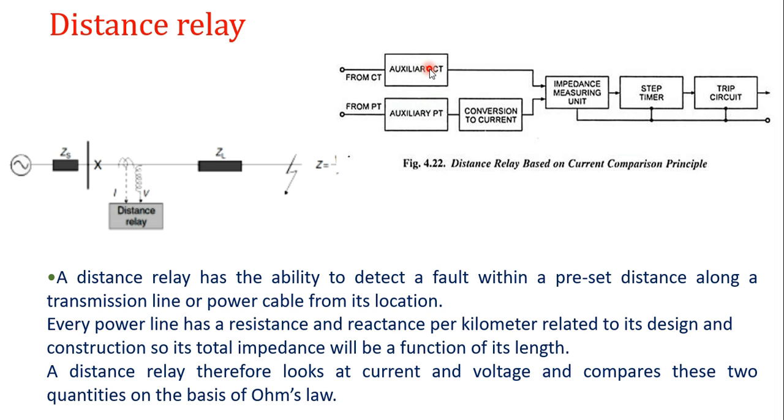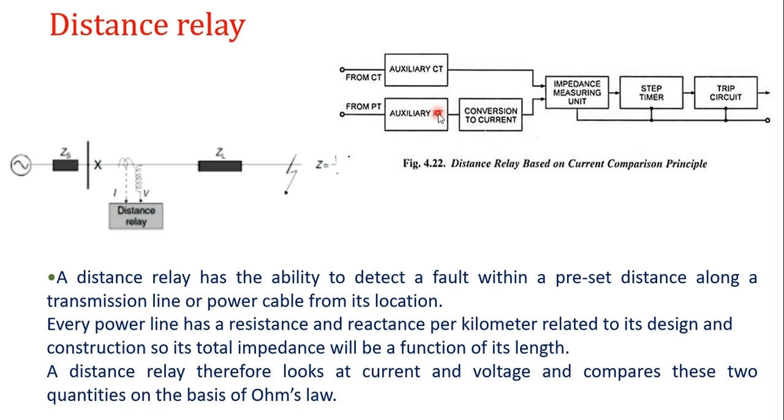So for every power line, there is a specified value of impedance, and impedance is a function of length. When a fault occurs, the impedance in the system changes. If there are some loads here, the impedance of the system will be large. But when a short circuit occurs, the impedance will be reduced, as this part of the system is not connected, or there is some other short circuit path. So the impedance of the system changes during the fault condition.